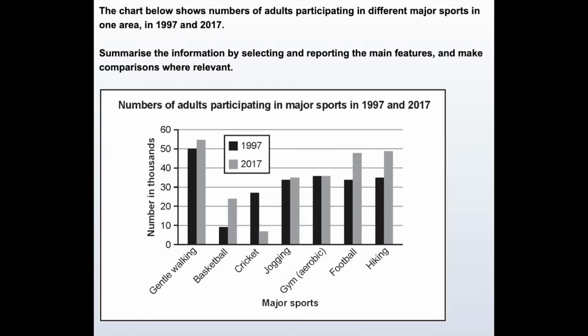And then the number of people in thousands has been given to you on the left, which is represented by 0, 10, 20, 30, 40, 50, 60. And then they have given various major sports like gentle walking, basketball, cricket, jogging, gym, aerobic, football, hiking. So you have to explain this chart in your own words by reporting the main features, and you can also make comparisons wherever it is relevant.